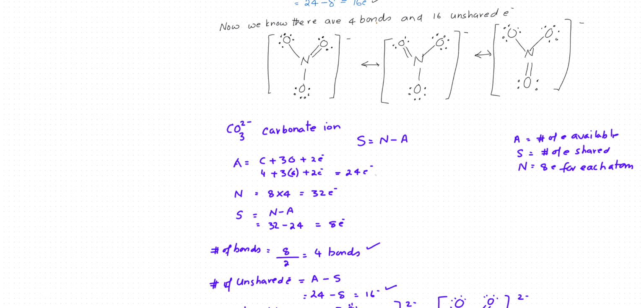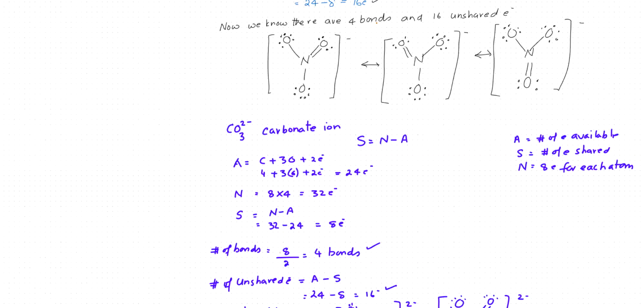Needed means each atom should have 8. So if oxygen has 8, it is stable, and carbon with 8 is stable. There are a total of 4 atoms, 3 oxygen atoms and 1 carbon atom. So 4 times 8 is 32. If there are 32 electrons, then all the 4 atoms will be stable, but they have only 24 electrons. So they share. S is equal to N minus A. Needed are 32, but they have only 24. So 32 minus 24, 8 electrons are shared. When 8 electrons are shared, how many bonds will be formed? We have to divide by 2 because in each bond, 2 electrons are shared.